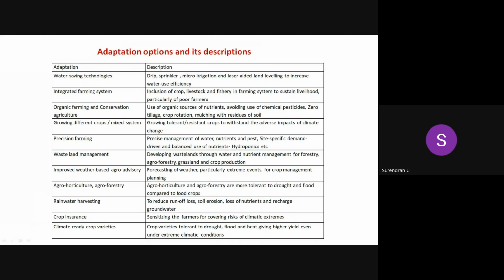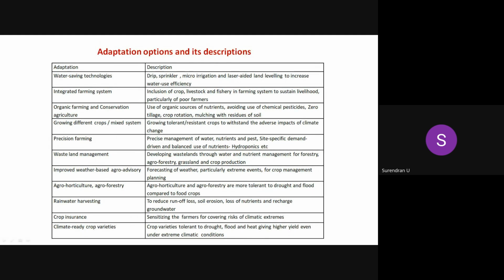So in a nutshell, these are all the techniques or adaptation options. These are all known things only, but many of them we have validated at the field level. So directly, if it is found to be suitable, we can go for adopting such techniques, and holistically that will try to improve your crop. So one is water saving technology, because most of our studies concentrated on soil nutrient as well as water management. Then integrated farming systems, organic farming and conservation agriculture, agro-horticulture and agroforestry, especially the mixed cropping systems.